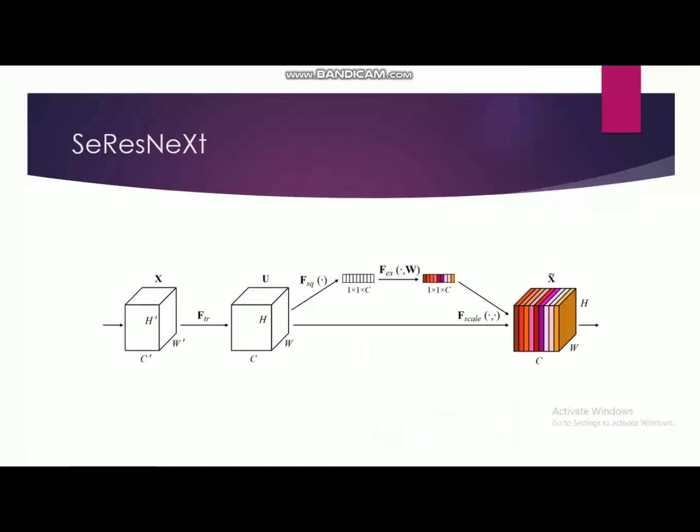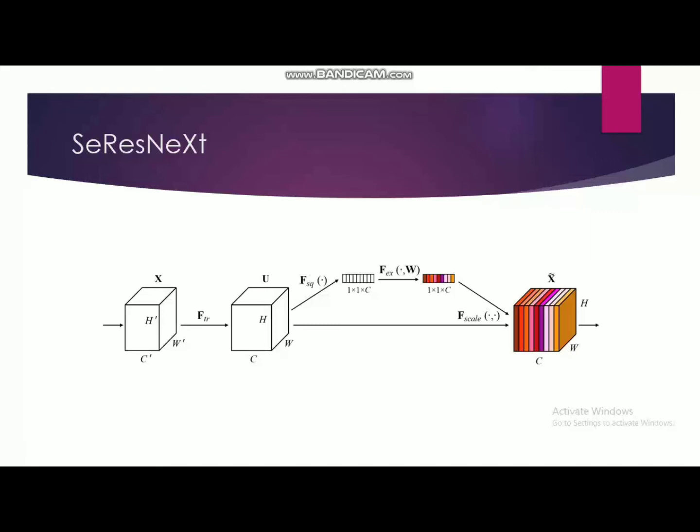SE-ResNeXt is a variant of ResNeXt that employs squeeze and excitation blocks to enable the network to perform dynamic channel-wise feature recalibration. So basically what I mean is, the squeeze and excitation block is an architectural unit designed to improve the representational power of a network by enabling it to perform dynamic channel-wise feature recalibration. The process is fairly simple.